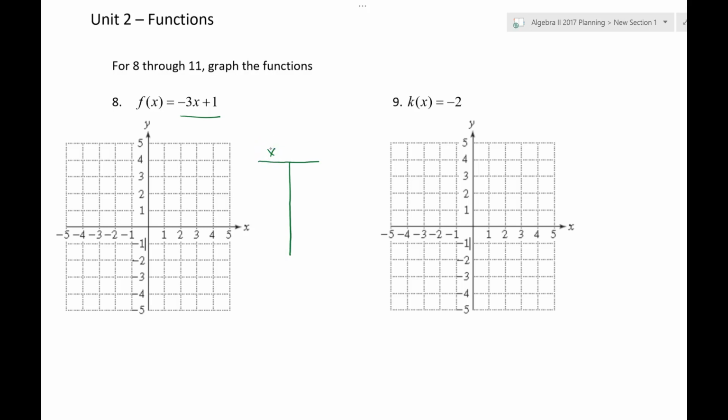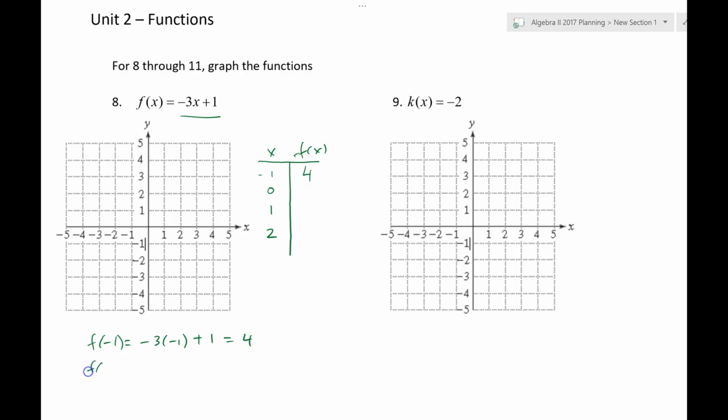So I'm going to put an x here. We're going to choose some inputs. I'm just going to pick some in the middle of the graph here, -1, 0, 1, and 2. And then we need to evaluate what f of x is for those inputs. So for -1, if we put -1 in for x, I'll do that down here. -3 times -1 plus 1, so this is f of -1. That's going to equal -3 times -1 is 3, plus 1 is 4.